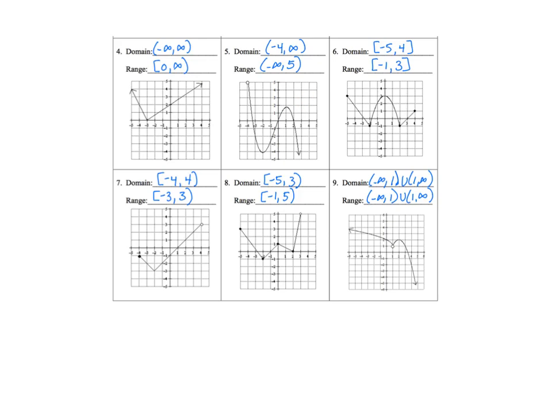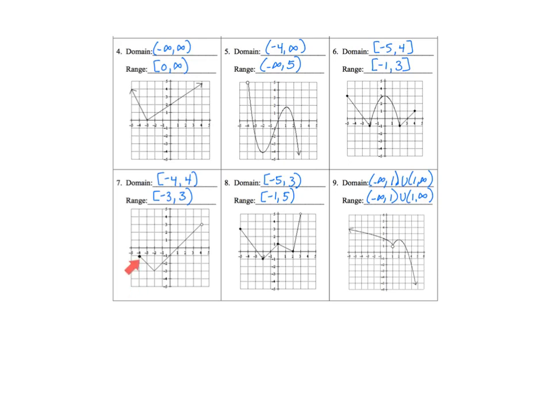My next one, my domain goes from -4 to +infinity. Notice the open circle here. That's why I have a curved parenthesis there. The range goes from -infinity up to, but not including, 5. In this one, my domain goes from -5 to +4, inclusive, because these are closed circles. My range goes from -1 up to +3, inclusive, because of the closed circles.